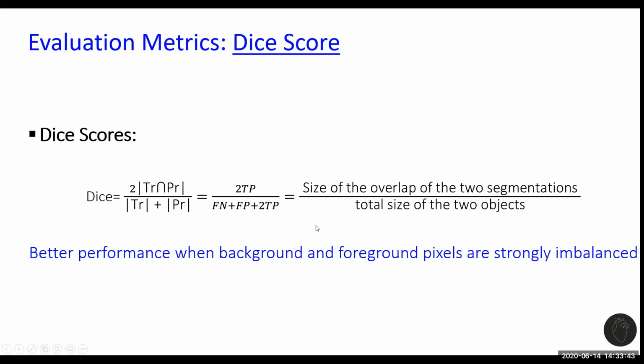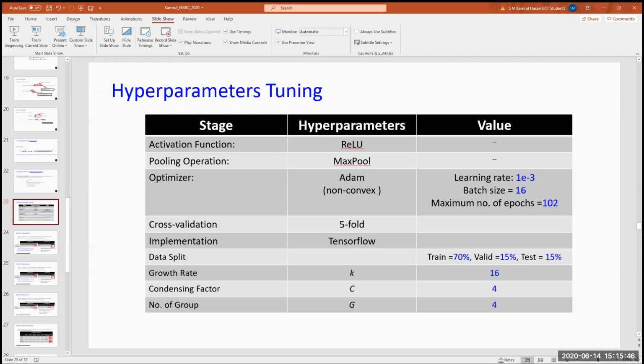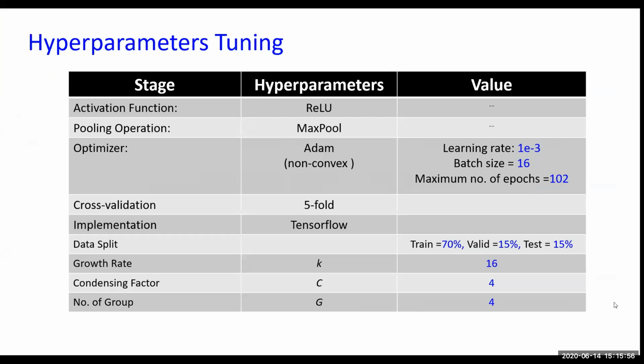For the evaluation of segmentation, we used the DICE score, and for the evaluation of clinical parameters, we used correlation coefficient. These are some of the tuned hyperparameters. The overall dataset was divided into 70% training, 15% validation, and 15% testing.